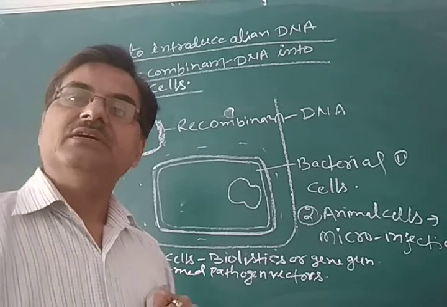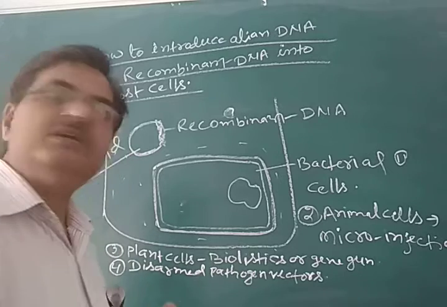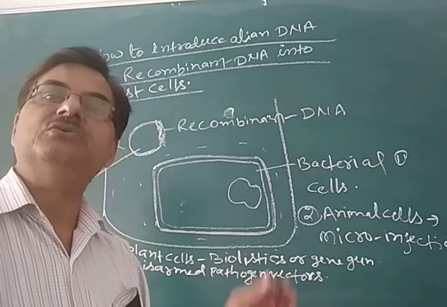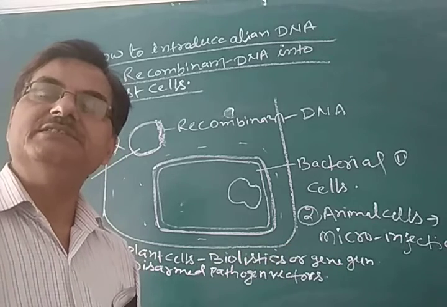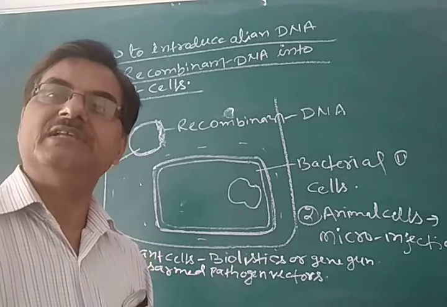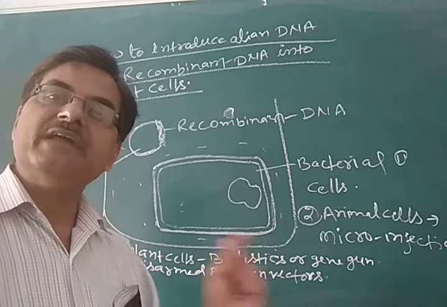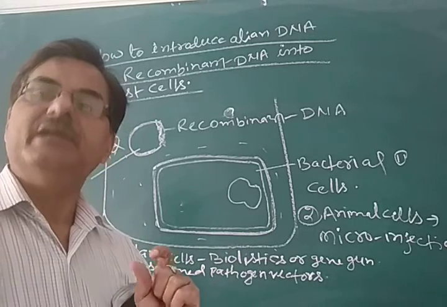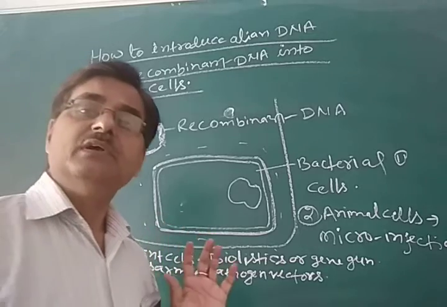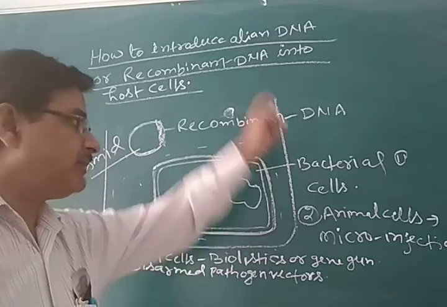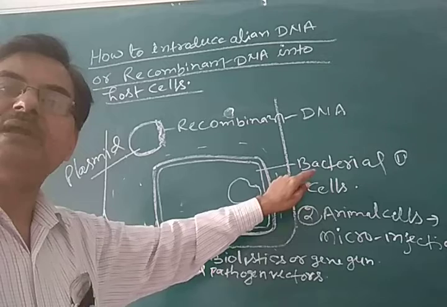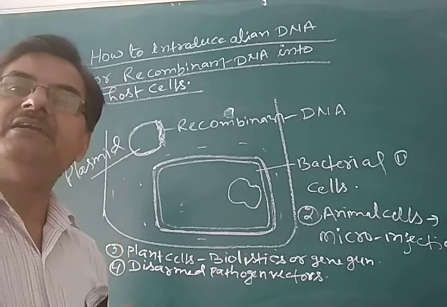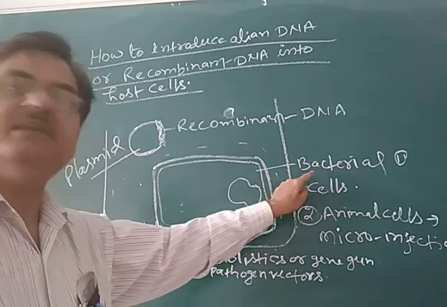Actually, when we introduce a recombinant DNA or any alien piece of DNA into the host cells, this is the transformation of the host cells, and then we use those host cells for industrial scale production of a product. So first of all, we will talk about how to introduce a plasmid DNA or a recombinant DNA into the bacterial cells.